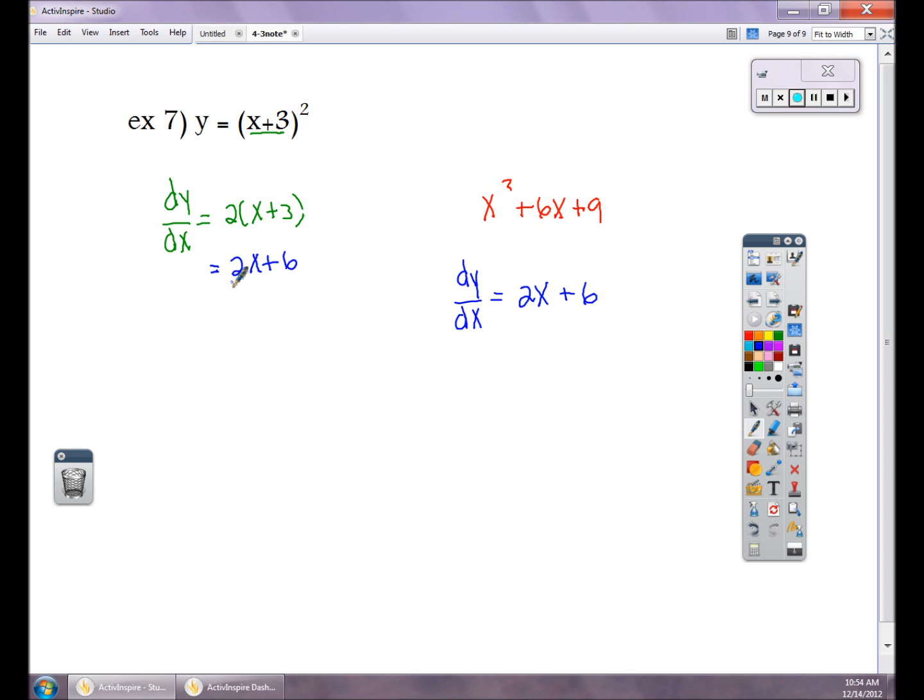First with the chain rule, second without the chain rule. Feel free to use either if you're not comfortable with the chain rule. And that just about does it on the chain rule for this time.